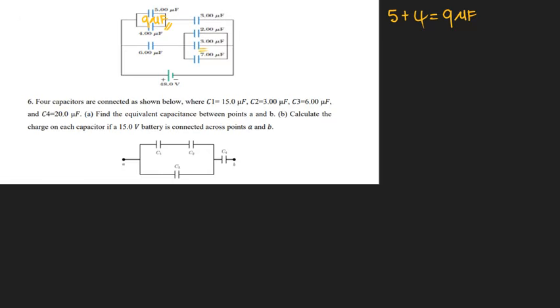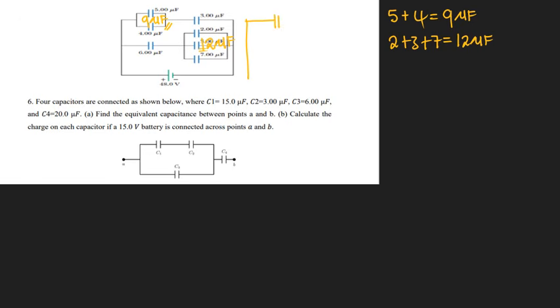Then we can work out this. They are in parallel, so we're going to have 2 plus 3 plus 7. Collectively, when you add them, you're going to have 12 microfarad. So collectively, all these together is 12 microfarad. So we're going to have something like this, another circuit which is going to be like that.